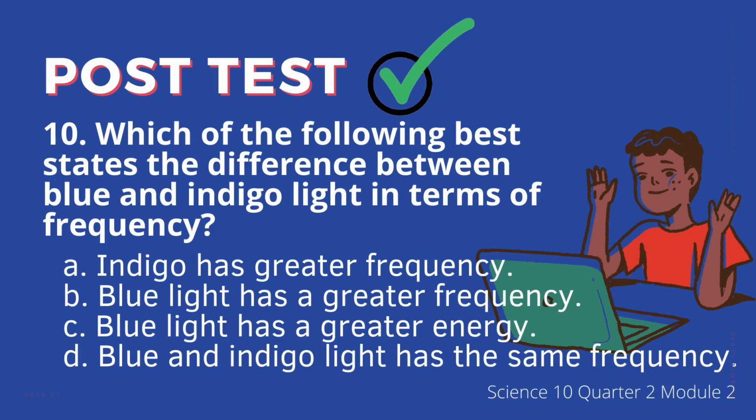10. Which of the following best states the difference between blue and indigo light in terms of frequency? A. Indigo has greater frequency. B. Blue light has a greater frequency. C. Blue light has a greater energy. D. Blue and indigo light has the same frequency.